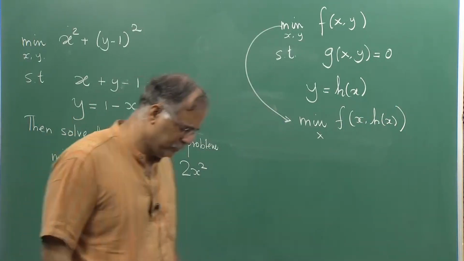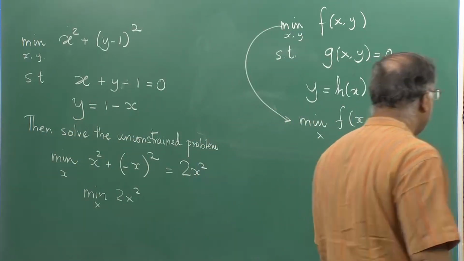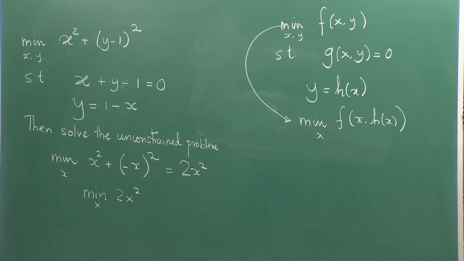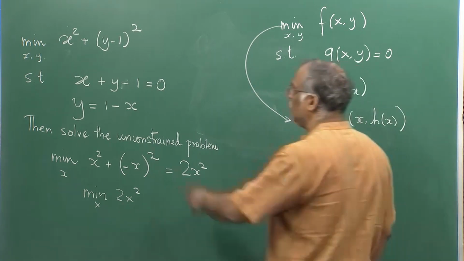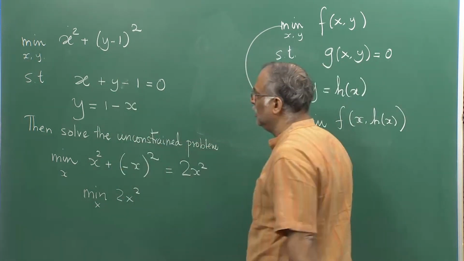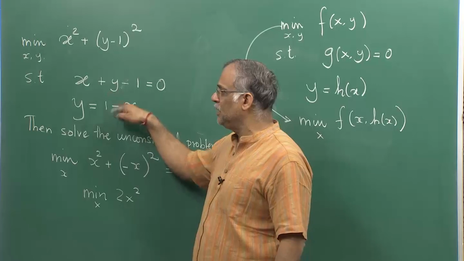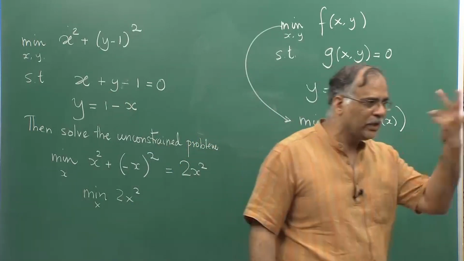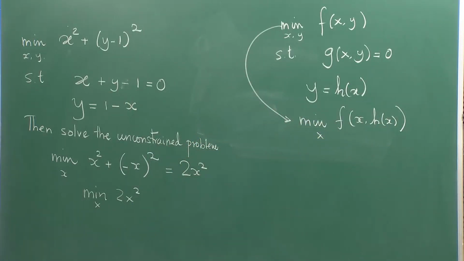But that really need not happen every time, because this function g(x,y) can be complex enough that you will not be able to write it like this. For example, if you have x squared plus y squared equal to 1, then y equals plus or minus the square root of 1 minus x squared. So y can have two different values and then you are stuck, you cannot put it there straight away.